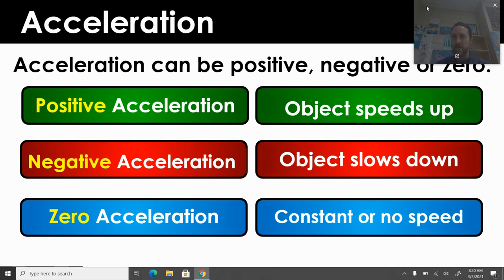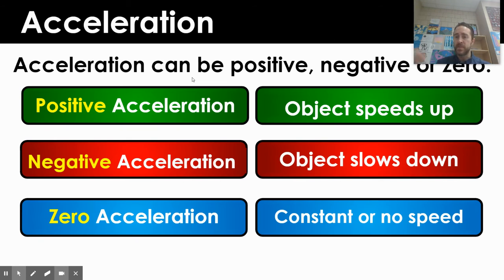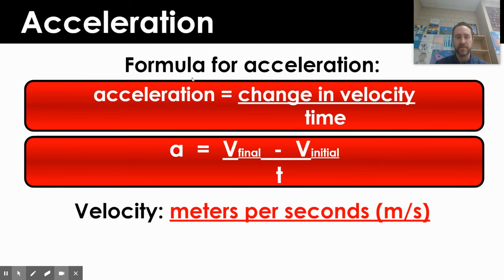Acceleration can be positive, which means you speed up. Negative means you slow down. Zero acceleration means you're not speeding up or slowing down. This would look like a straight line on a speed time graph.